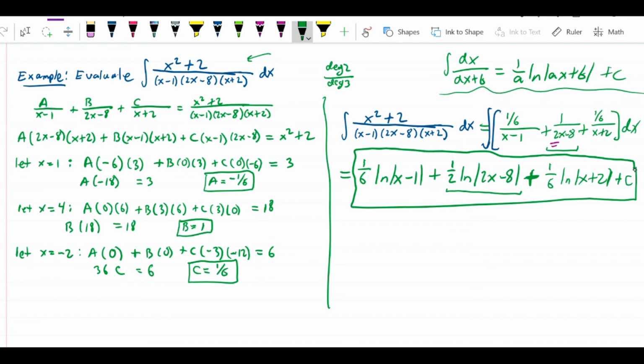As you can see, these problems are fairly long and tedious, but I wouldn't say it's the most complicated thing that we've done. It's really just a lot of algebra and then applying some fairly simple integration rules.